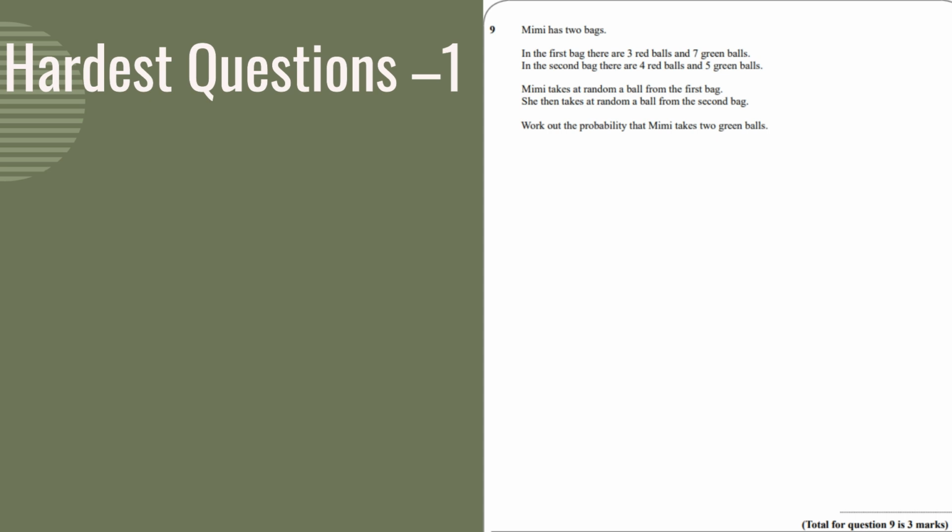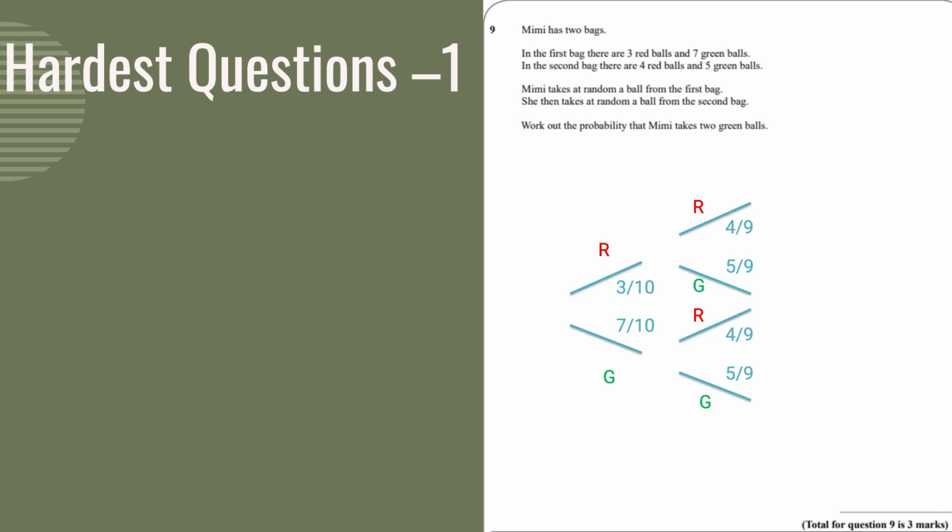Now, here you would have had to draw on your own probability tree with a red and a green, and this is what it should look like. So, red probability would be 3 over 10, and green probability would be 7 over 10 for the first one. But as she's got 9 in her second bag, it would be 4 over 9 for red, and 5 over 9 for green. Now, we're asked to work out the probability that Mimi takes 2 green balls.